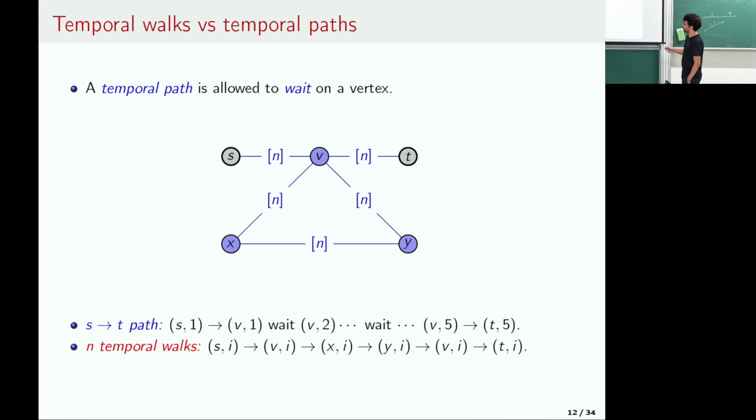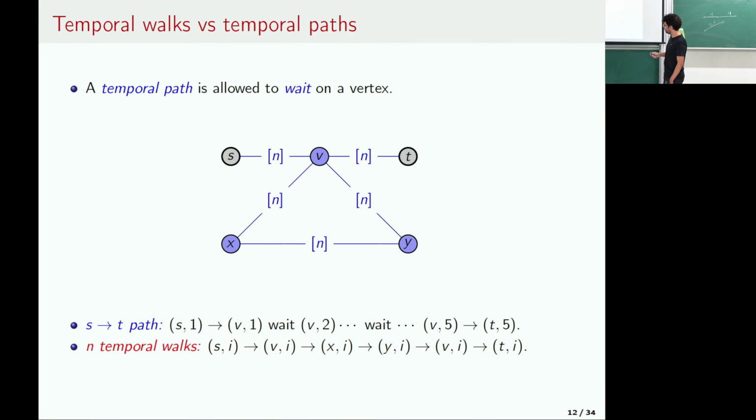A path is allowed to wait in a vertex, right? But a walk would be something like this. For instance, I take this at time i, and this at time i, and this at time i, and this at time i, and this at time i again. This forms a walk because I left V at some point and then I came back to it.